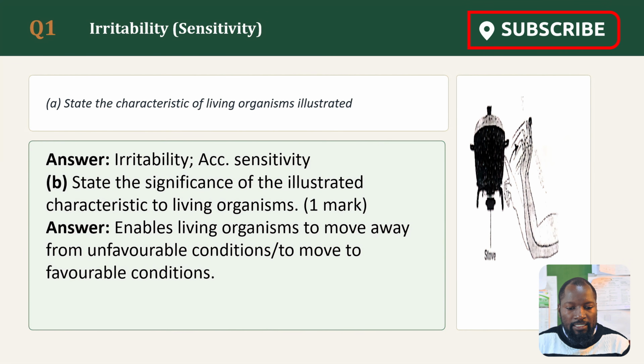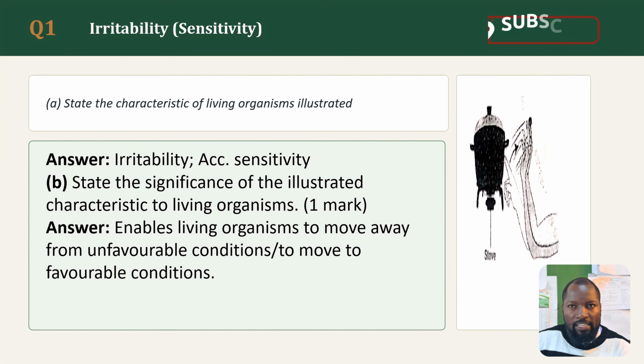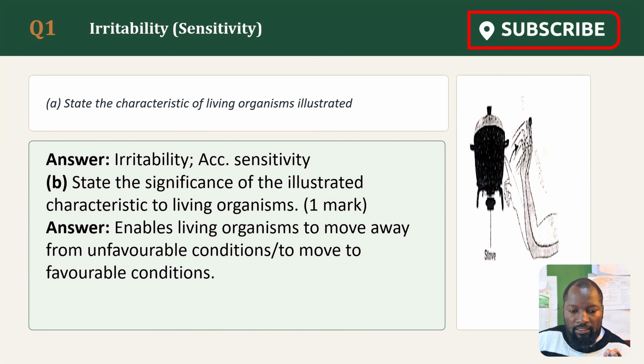The characteristic that has been demonstrated, which is irritability, has some significance. When I say significance, we mean some importance to the living organism. Once the organism touches a hot pan, the hand is removed by a response which is a simple reflex. For those who have finished response and coordination, it's called a simple reflex action, and this enables living organisms to move away from unfavorable conditions.